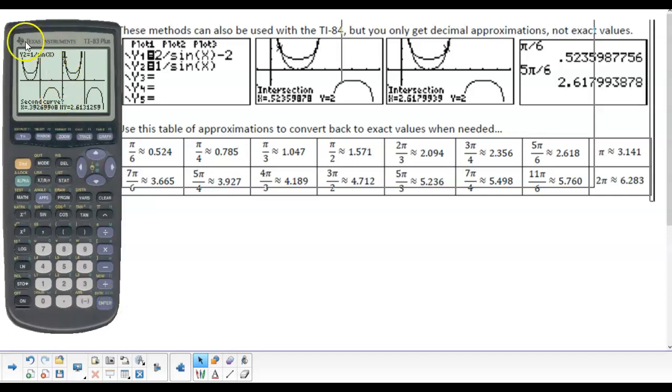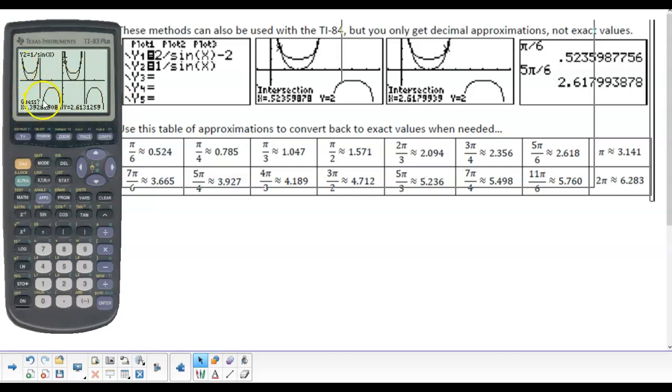Now it should automatically hop over to the other curve that's nearby. So I see in my y2 in the corner here is now 1 divided by sine of x. All right, that's my second curve. At the bottom it's asking for the second curve. I'm on it, so I press enter.